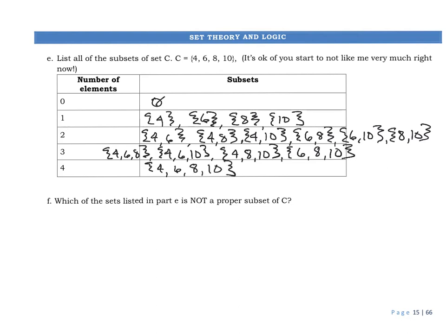All right, instead of making you write all this again, F says, which of the sets listed in Part E is not a proper subset of C? Well, we know that a set cannot be a proper subset of itself, so clearly the set with all 4 elements is not a proper subset of C.